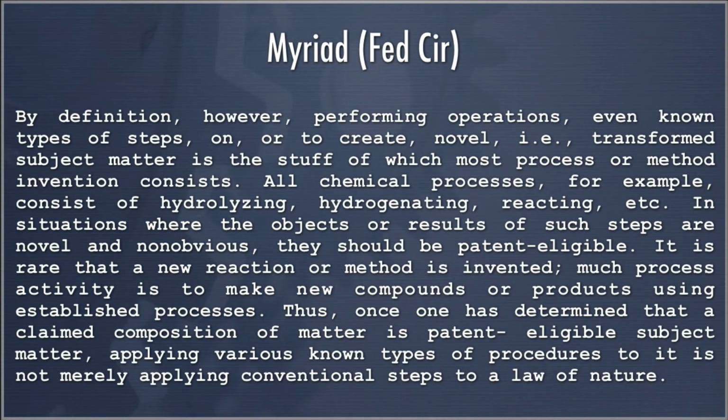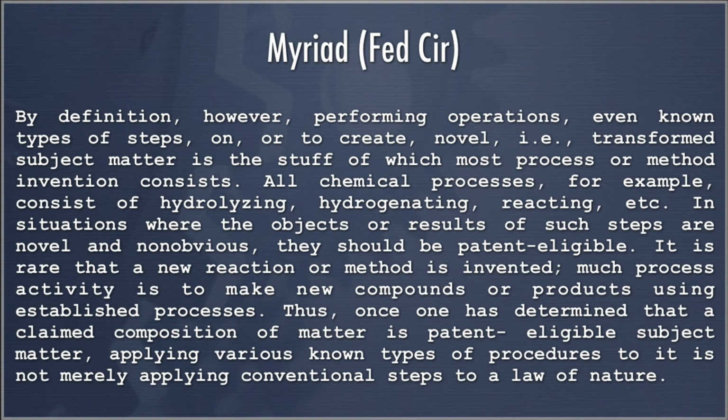And in effect, the Federal Circuit replies to the Supreme Court in Mayo, in Myriad, right? The court says, by definition, performing operations, even known types of steps, on or to create novel, i.e. transformed, subject matter is the stuff of which most process or method inventions consist. All chemical processes, for example, consist of hydrolyzing, hydrogenating, reacting, etc. In situations where the objects or results of such steps are novel and non-obvious, they should be patent eligible. It is rare that a new reaction or method is invented. Much process activity is to make new compounds or products using established processes.